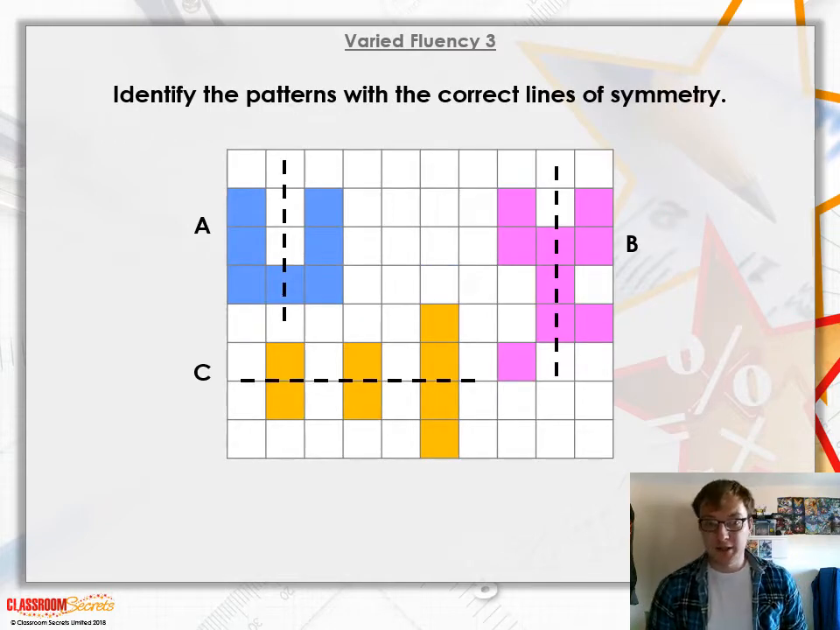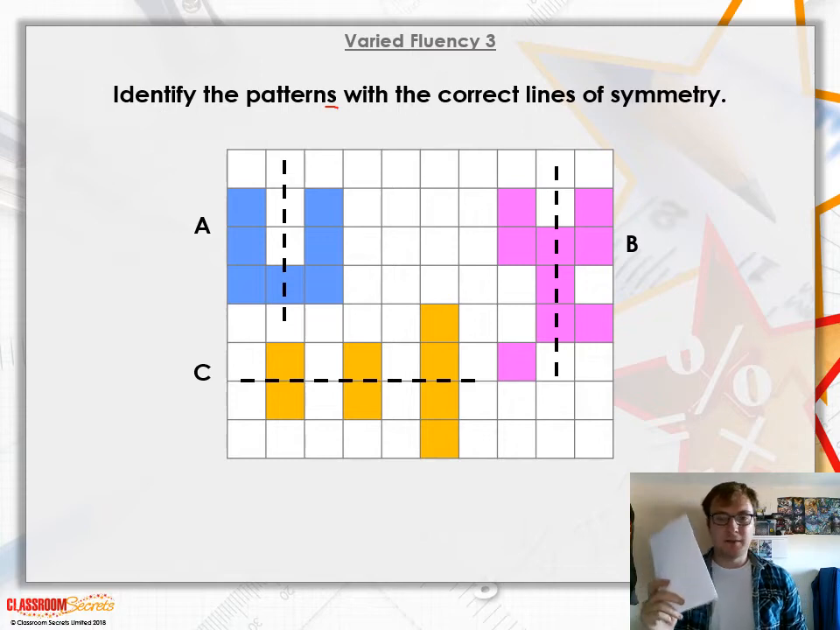And for your second question today, I'd like to identify the patterns with the correct lines of symmetry. Key note here, it says patterns. So there's probably going to be more than one. Use your piece of paper from the last question, have a go at home, and I'll explain which patterns are correct.